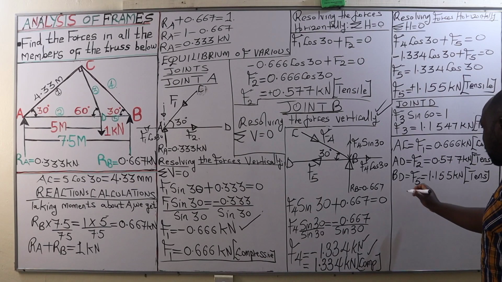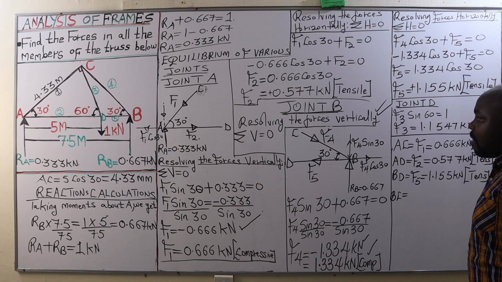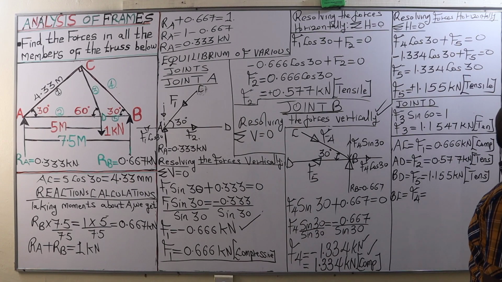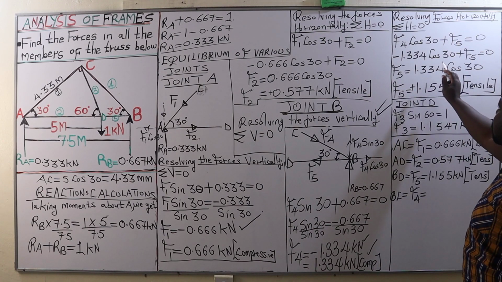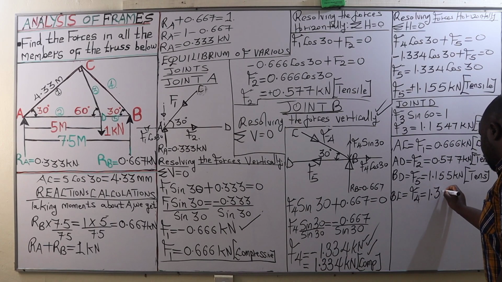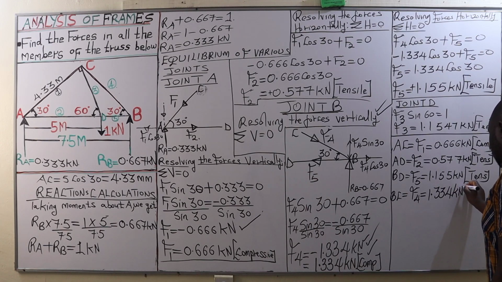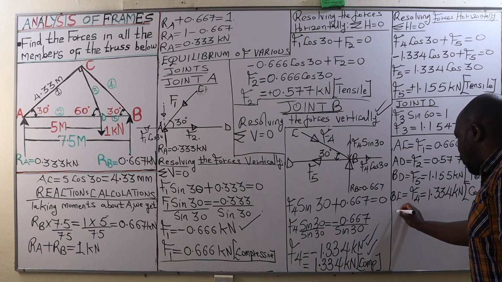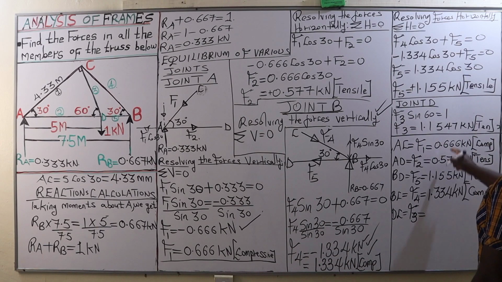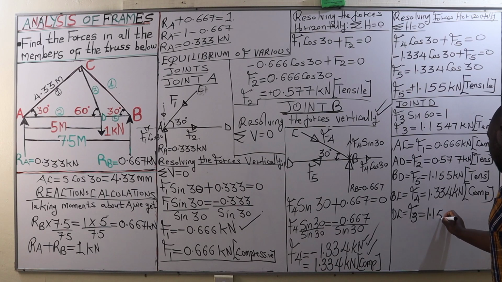On member BC, we got a force F4, whose value is 1.334 kilonewtons, and it is a compressive force. And finally, on member DC, we got the force F3, whose value is 1.1547 kilonewtons, which is a tensile force.